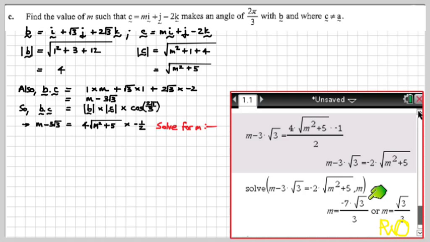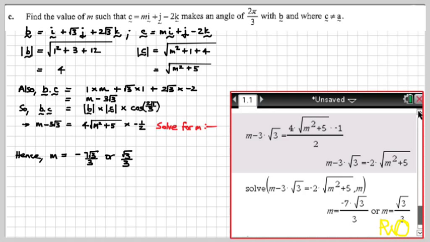Goodness, did they say the value of M? They said the value of M. Well, we've got this little card up our sleeve too. I think that might have something to do with working out which solution doesn't work.